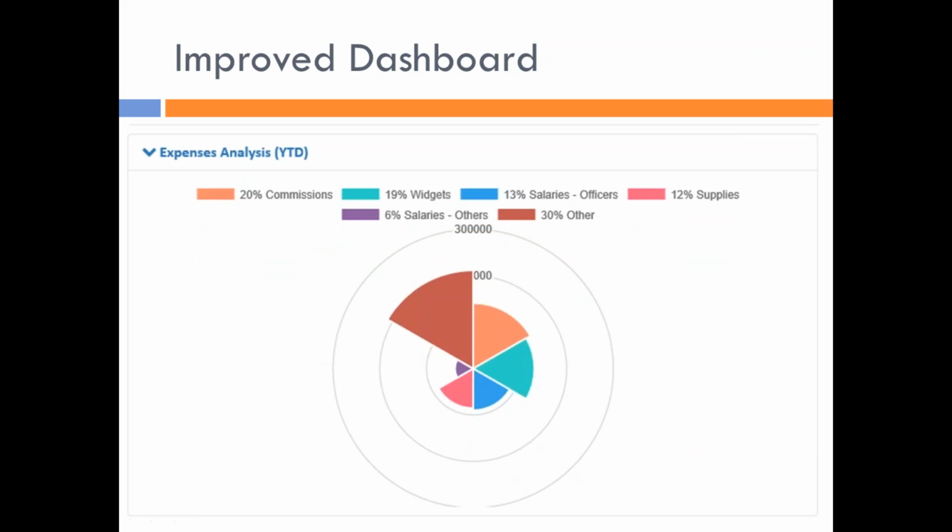And then the expense analysis graph has been changed a little bit to make it a little more obvious on a graphical point which expenses, how much they use out of the total. So in this case, we see other, which I guess is common. Other is the biggest. Commissions is 20%. Salaries in this company was a very small amount.